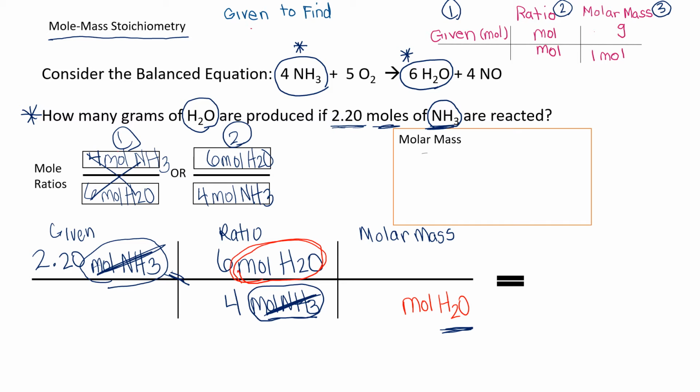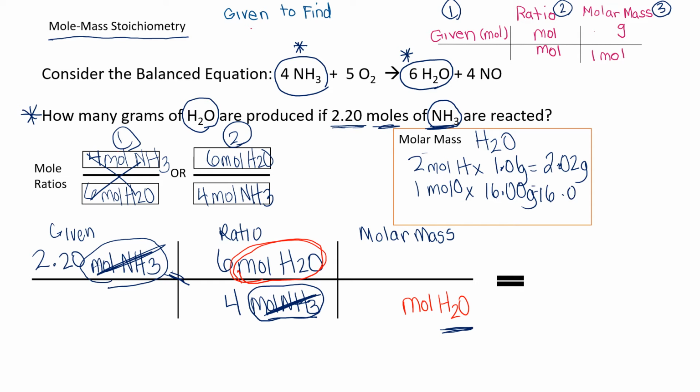So for H2O, there are 2 moles of hydrogen and 1 mole of oxygen. Hydrogen, on the periodic table, its mass is 1.01 grams, and for oxygen, it's 16 grams. So when I multiply that, that's 2.02 grams, and then I multiply 1 times 16, that's 16, and I add them together, 18.02 grams per mole.